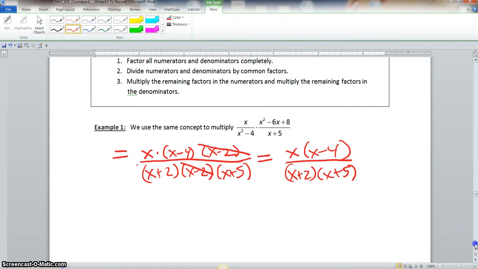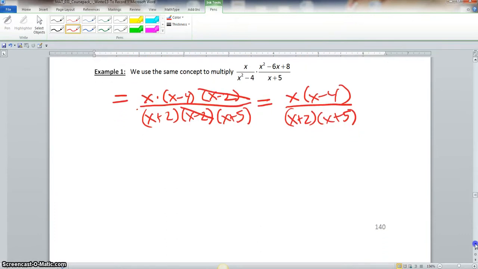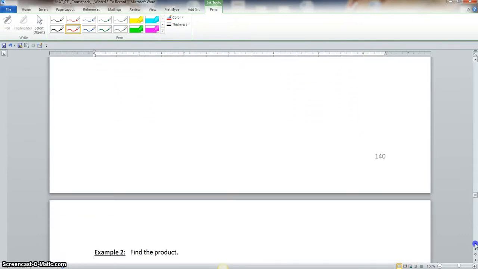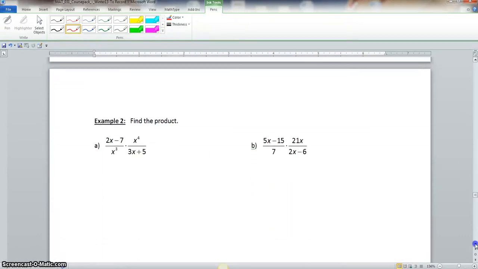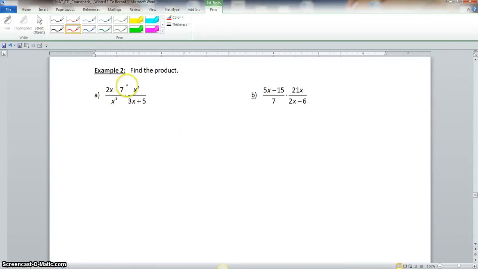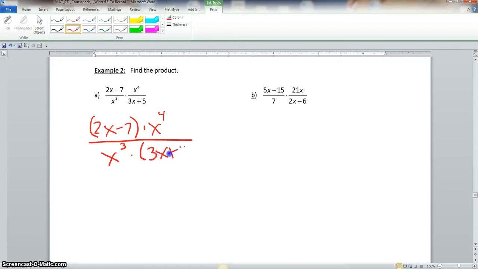Okay, now we scroll down here to the next problem. It says example 2, find the product. Okay, first of all, 2x minus 7 we can't factor. So we'll write it as 2x minus 7, but I'm going to put it in a parenthesis. X to the 4th is just x to the 4th. Divided by x to the 3rd is just x to the 3rd. 3x plus 5, we have nothing in common here, so we'll just write down 3x plus 5 in parentheses.